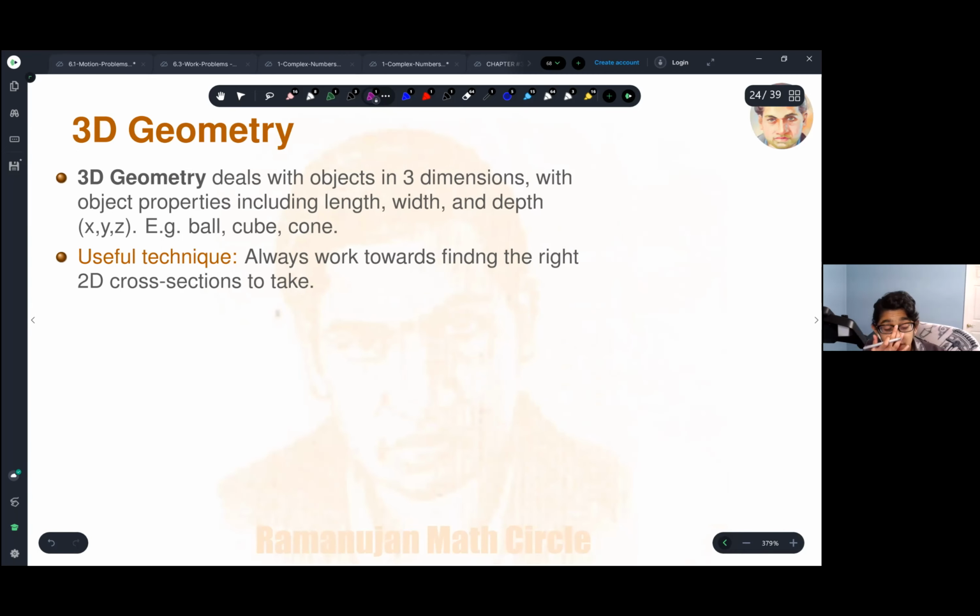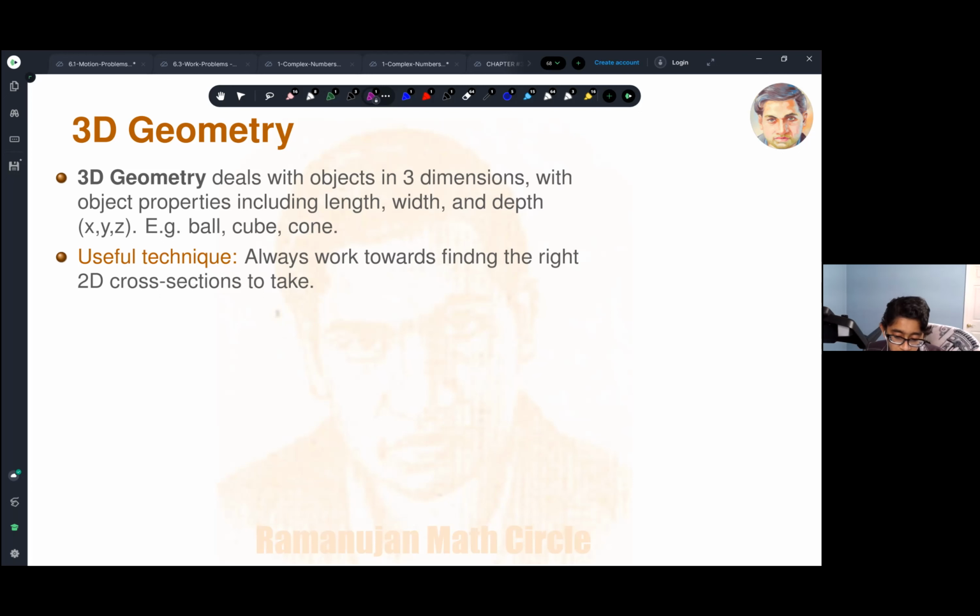Okay, so now we'll venture out into something called 3D geometry, which is basically dealing with three-dimensional objects, and many of you are already familiar with some 3D shapes like cubes, cones, spheres, which are basically balls, and things like that. A useful technique is to work towards finding the right 2D cross sections to take, because our human brain is comfortable working with two-dimensional figures, labeling them and working them out on paper.